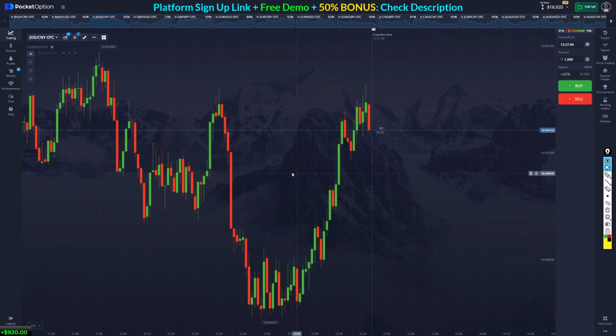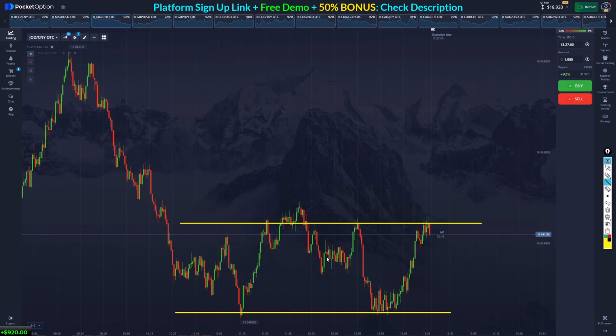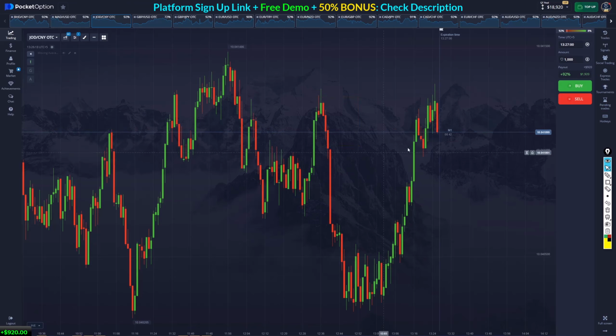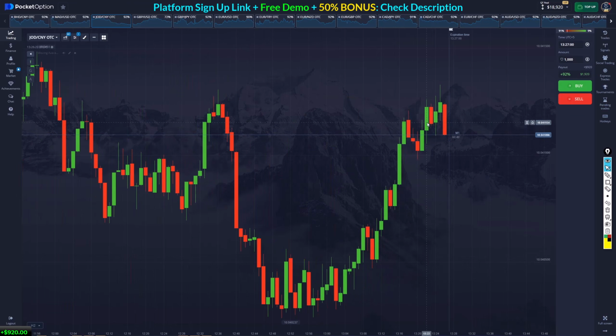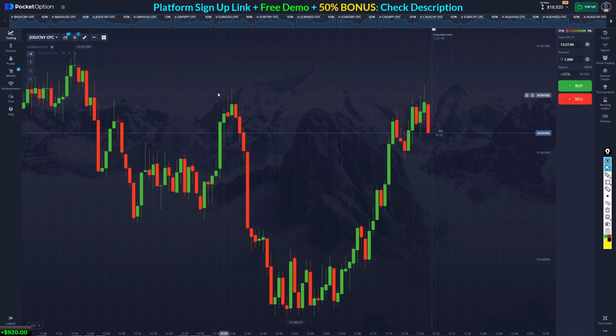So next pair. All right, we are in a major ranging market, I would say, and now we are at the resistance area, so potential sell trades would be good for this particular pair, but currently I don't see any trade.